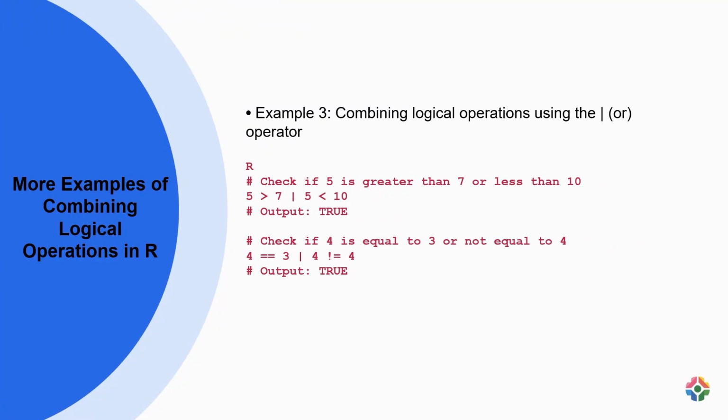In R, the OR operator is used to combine logical operations. It evaluates to true if at least one of the conditions is true. For example, in the first snippet, 5 < 7 | 5 > 10 evaluates to true because at least one of the conditions, 5 < 7, is true. In the second snippet, 4 == 3 | 4 == 4 also evaluates to true because one of the conditions, 4 == 4, is true. Therefore, the OR operator combines logical operations by checking if at least one condition is true to give a final true output.